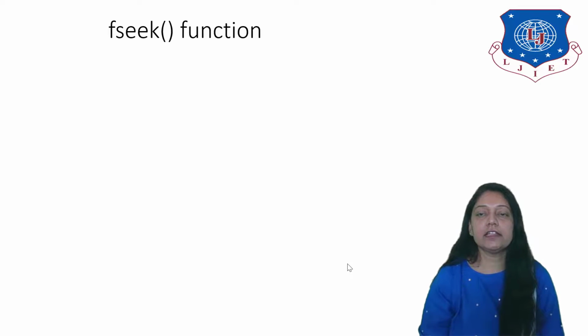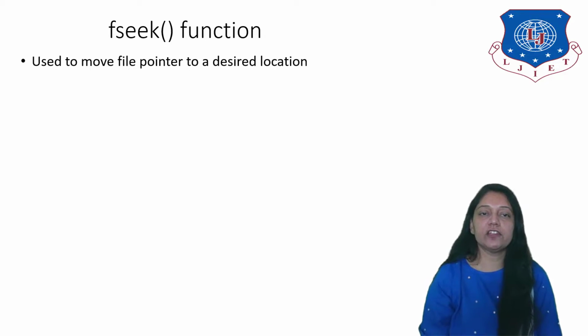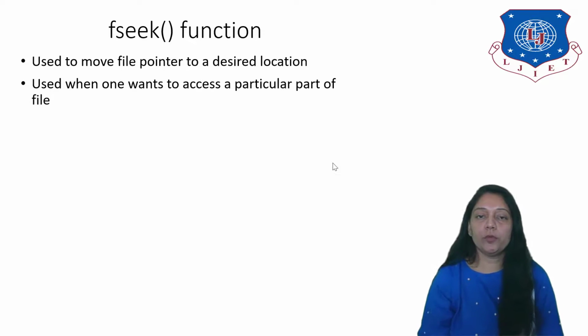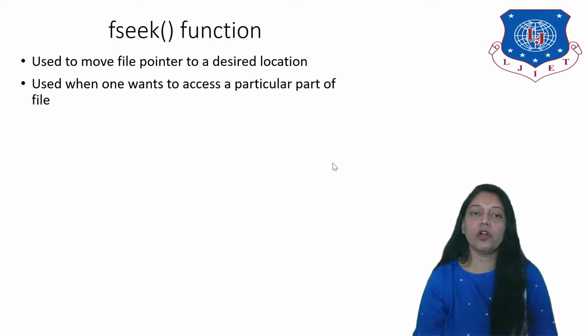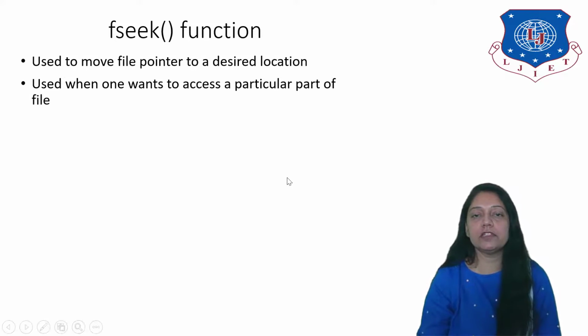For that, the first one is the fseek function. The fseek function is used to move the file pointer to a desired location. Normally, when you open a file, the file pointer is at the first character of the file. But if you want to move the file pointer to some other location of the file, we'll be using the fseek function.